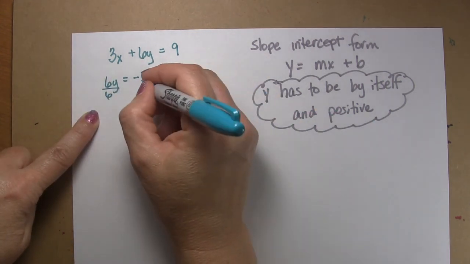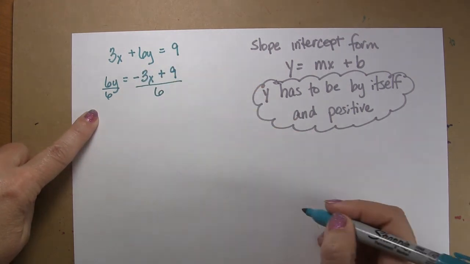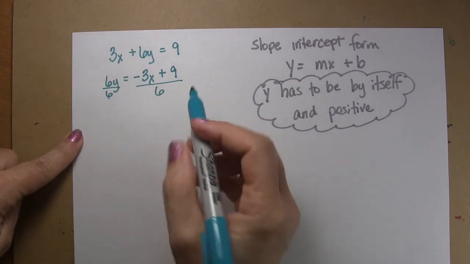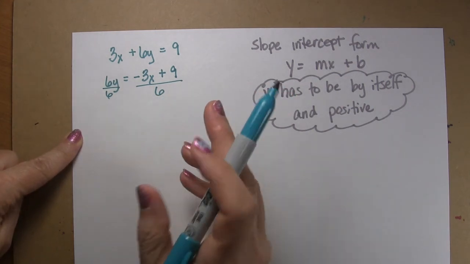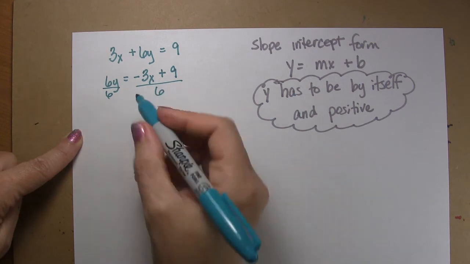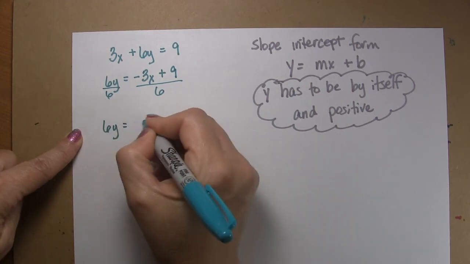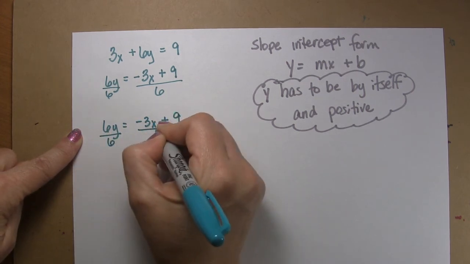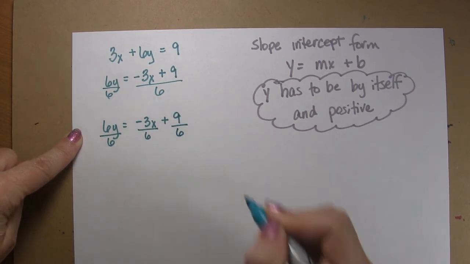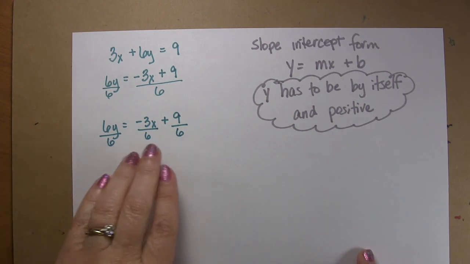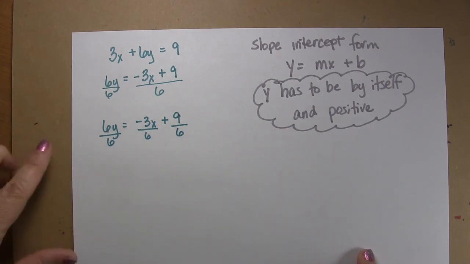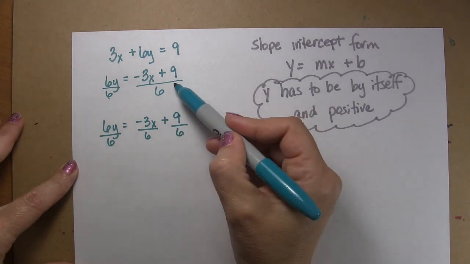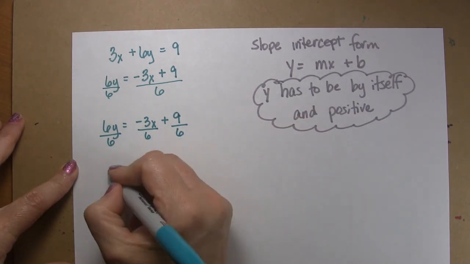Now, some students write it like this, which is totally fine. That is fine for you to do. Although, I think that makes life a little less certain than if I were to write it like this. Divide by 6, and then I divide each term by 6, because I want to divide that whole side by 6. And this makes it easier for me to work with, I think. This is not wrong, I just prefer this.